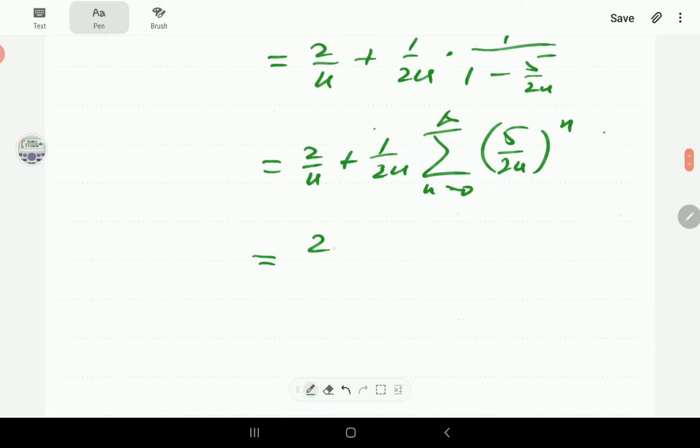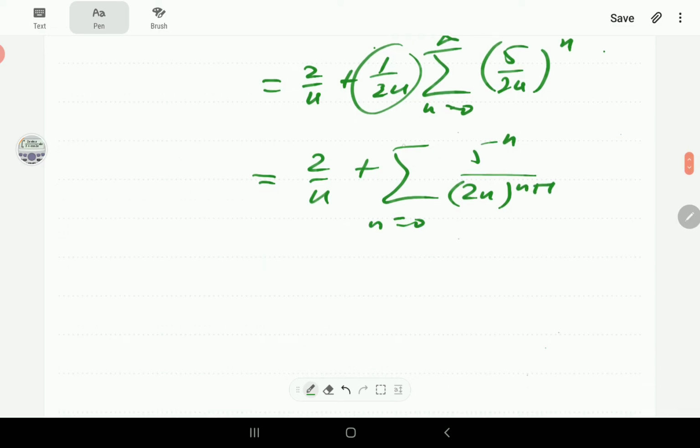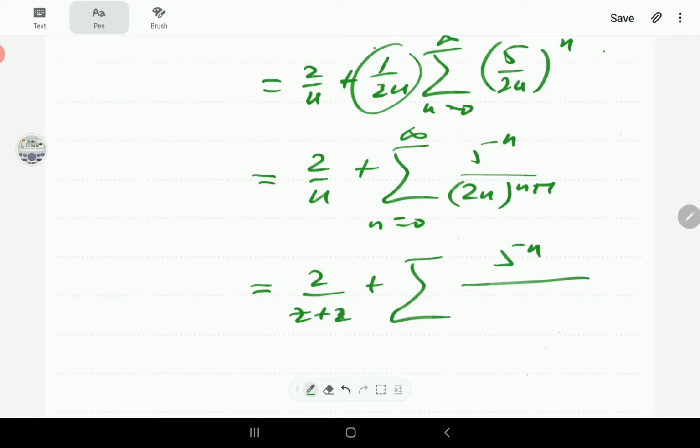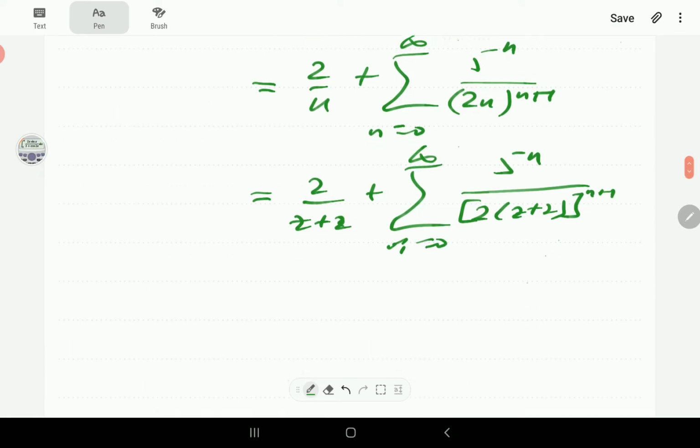And then this we can simplify, as if we multiply this term into the summation. So this thing is going to be 5 to the power n over 2u to the power n plus 1, n from 0 to infinity. And then again this in terms of z, 2 over z plus 2, plus the summation of 5 to the power n over 2 into z plus 2 raised to the power n plus 1, n from 0 to infinity.